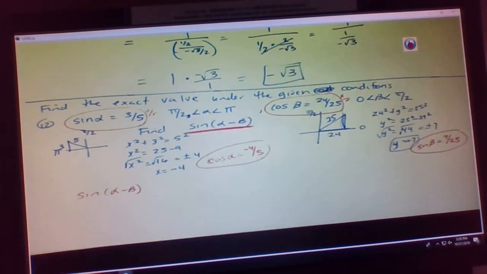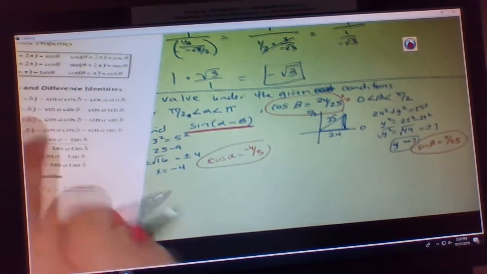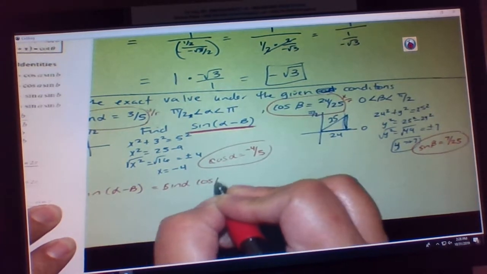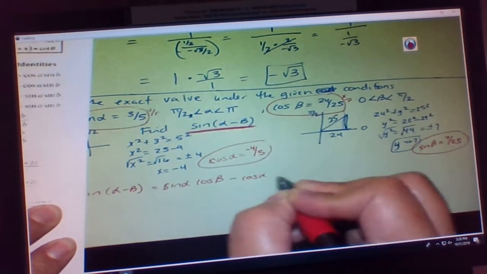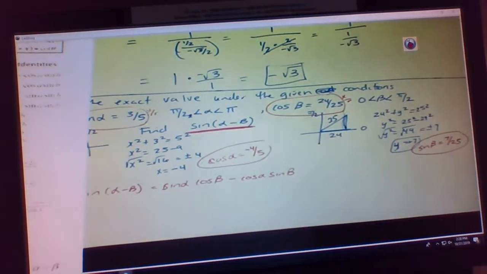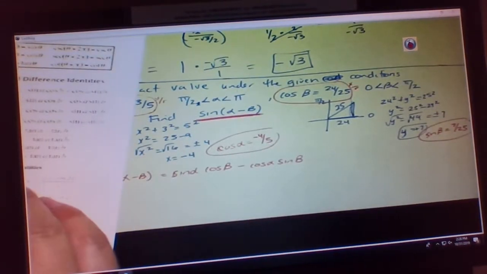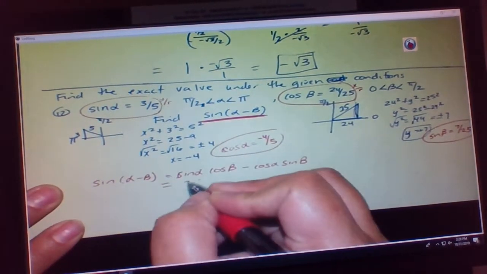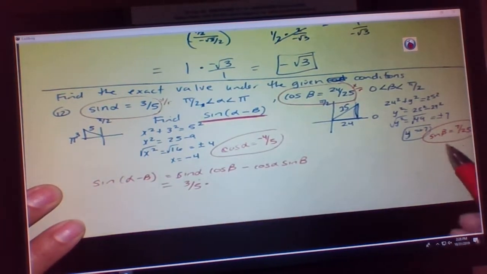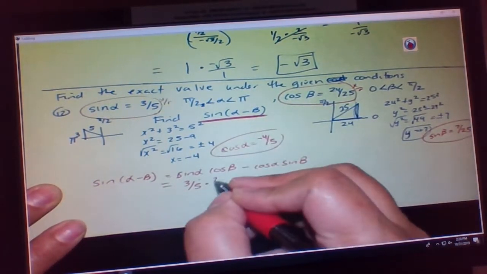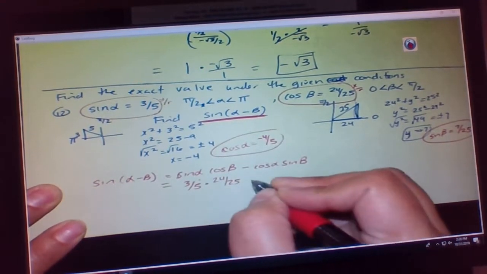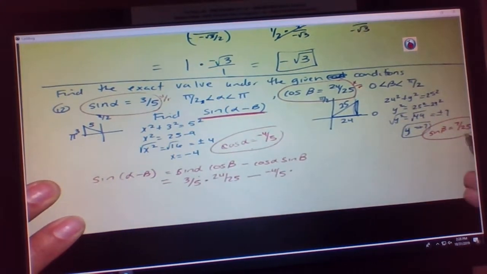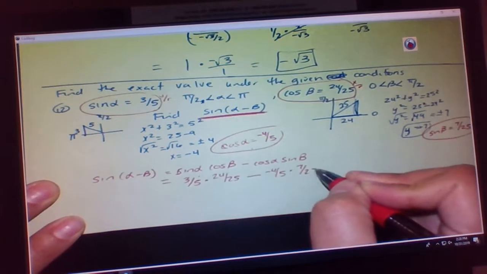Look at my notes. And there's a difference of A and B. So I need sine, cosine, minus cosine, sine. So change that to all that, and then we plug in the values. Who is sine of alpha? 3/5 times cosine of beta, 24/25, minus cosine, -4/5 times the sine, which is 7/25.